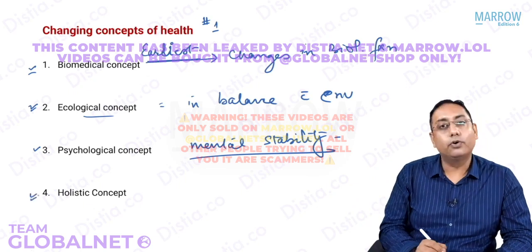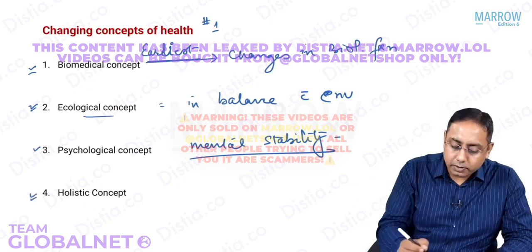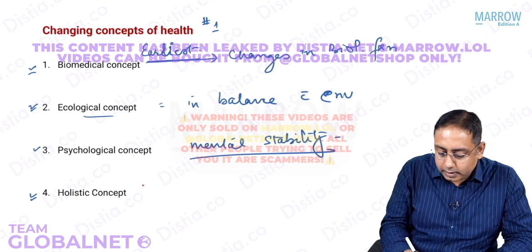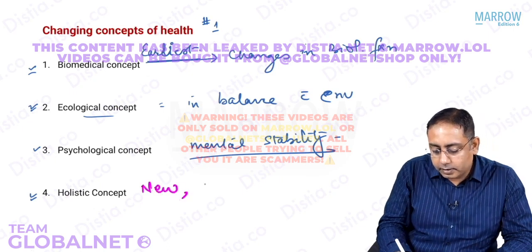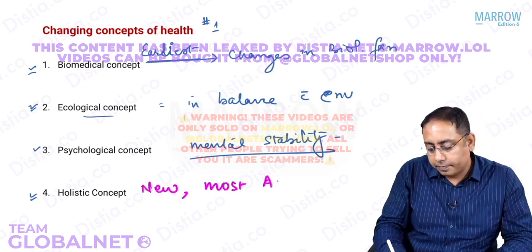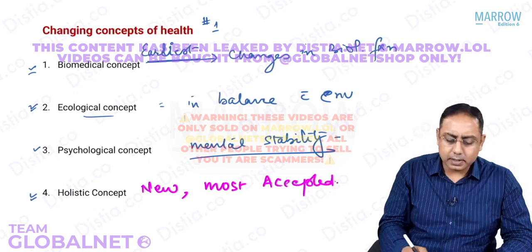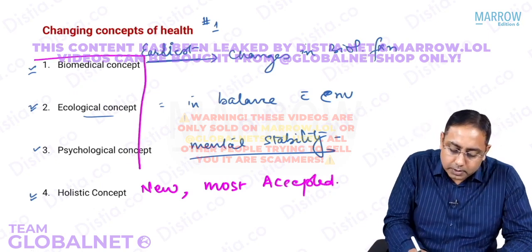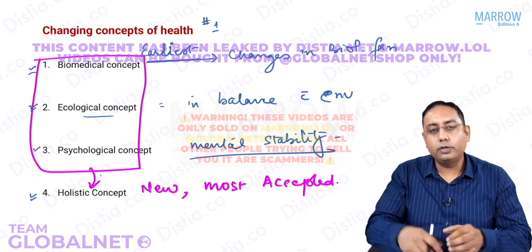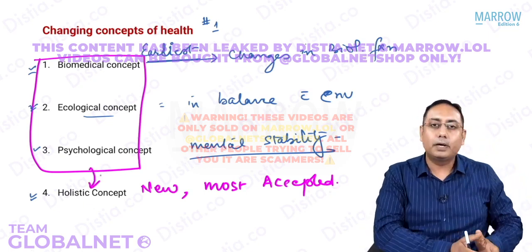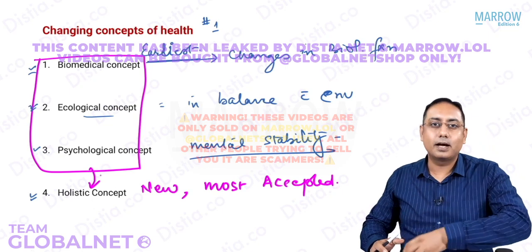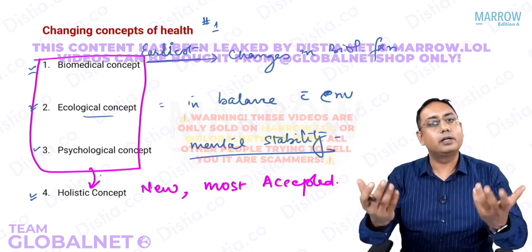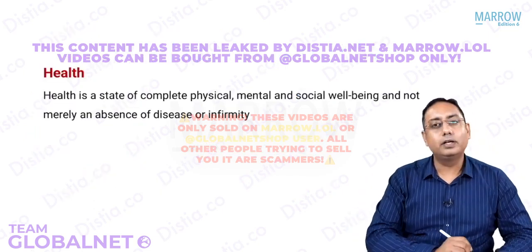And then you have the holistic concept. This holistic concept is the newest and the most accepted. What is the holistic concept? Common sense, very easy to understand. Everything together is the holistic concept. We want good biology, we want mental peace, and we want environmental peace. Everything together is called health. And that gives you the definition of health.